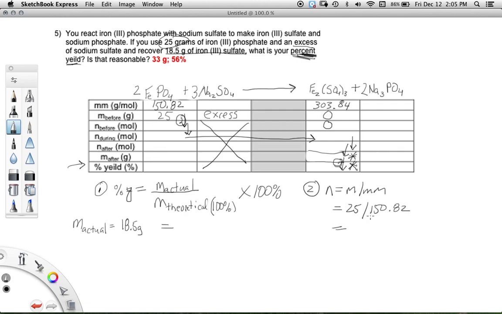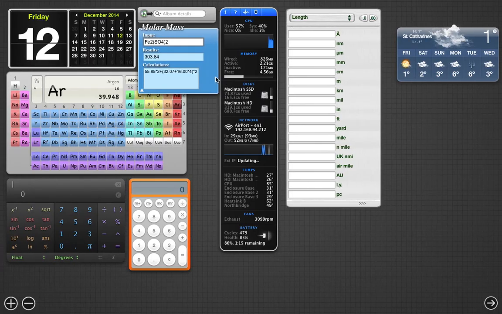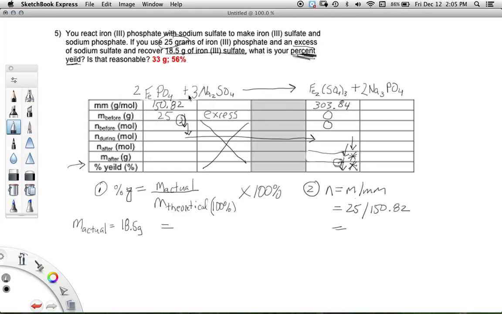I have an app on my Mac here that lets me do it. It's kind of cool. Right here, I just type in a formula, H2O, oops, I need a capital H, and it tells me what the results are. So mine's slightly different than yours, but that's okay.